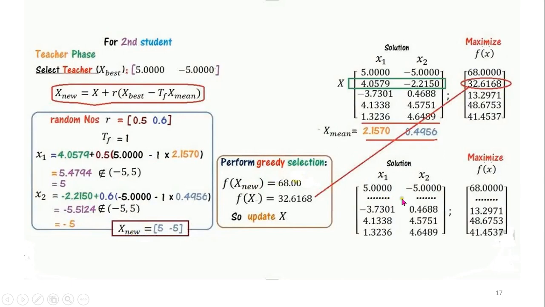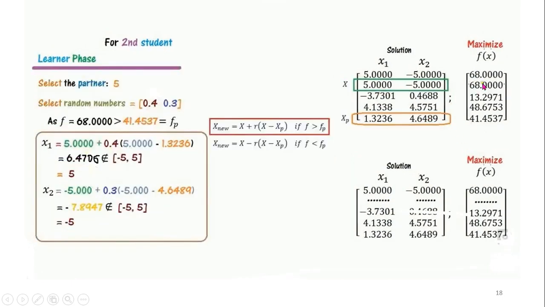Now for the second student, in the learner phase, select the partner. Say for example, you select the fifth student as the partner. Select random values 0.5, 0.4 and 0.3, and we see f is equal to 68, and the partner value fp is 41.4537. So we see here f is greater than or equal to fp. So we select this equation, and now we get the values of x1 and x2 by putting these values in this equation. So here our new value x1 and x2 is 5, minus 5.